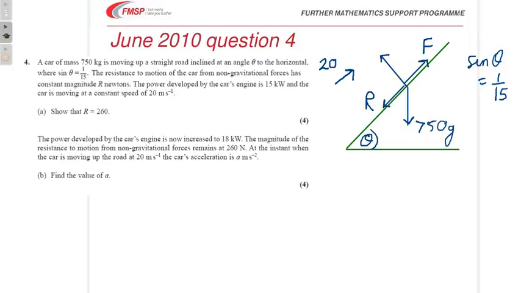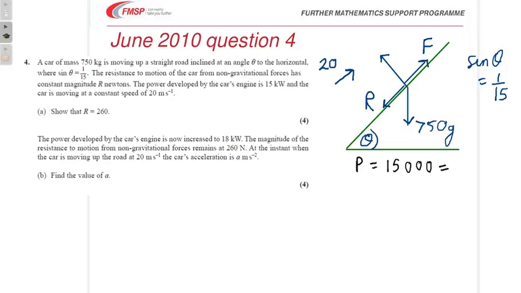Theta, we're given sine theta is 1/15. We're told the resistance to motion is constant. I've shown it here, and they've told us it's got a magnitude of R newtons. I haven't labelled the normal reaction because that's not going to come into this question. We don't need to find it. Okay, and what we know is that P, the power, is 15,000 watts, 15 kilowatts.